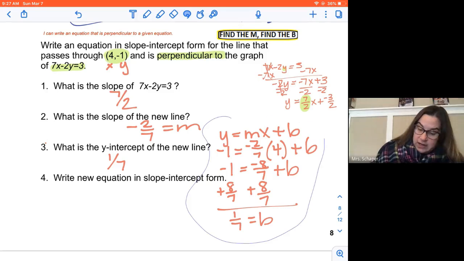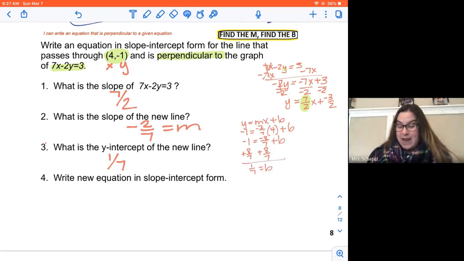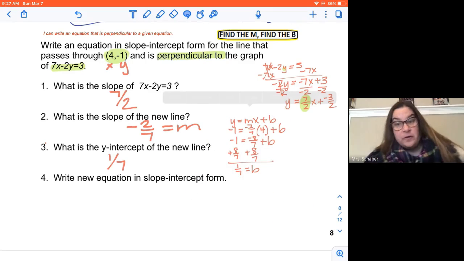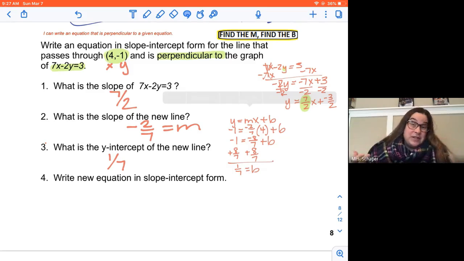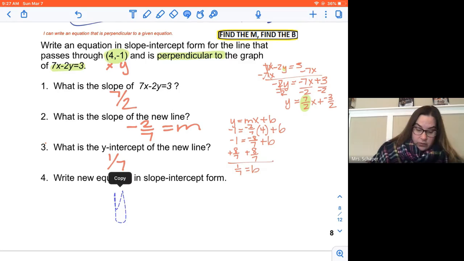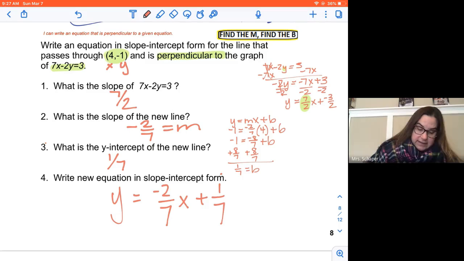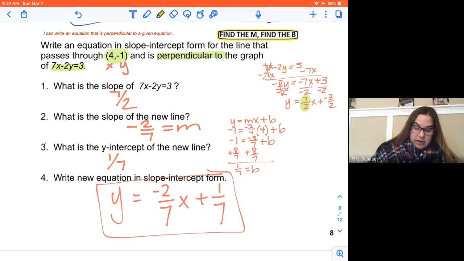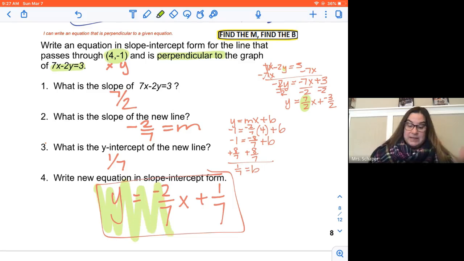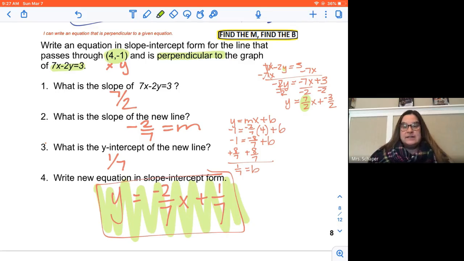So we're using our skills that we developed in 7A, where we solved the equation for b, to figure out what that intercept is. So the new equation then is y equals -2/7, because that's my m, times x plus 1/7. That's going to be the equation of the line perpendicular to 7x minus 2y equals 3.